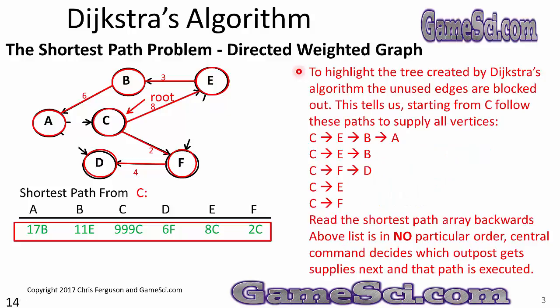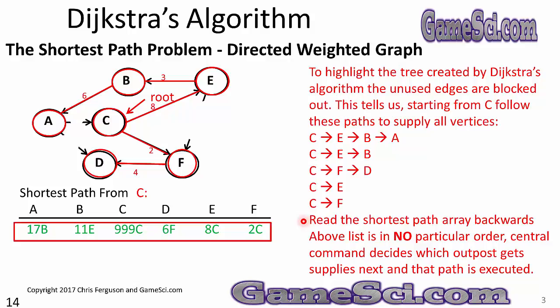To highlight the tree created by Dijkstra's algorithm, the unused edges were blocked out. This tells us, starting from C, follow these paths to supply all the vertices. Go from C, which is our root, our starting point, to E, to B, to A to get supplies to A. Starting from C, go to E to B to get supplies to B. Starting from C, go to F, D to get supplies to D. And then, of course, directly C to E and C to F to supply those two outposts.